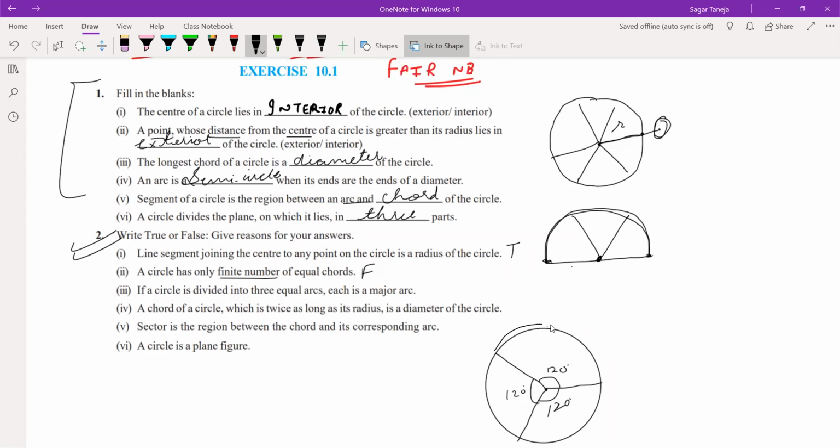Now, is this a minor arc or a major arc? See, let me tell you now what a minor and a major arc is.